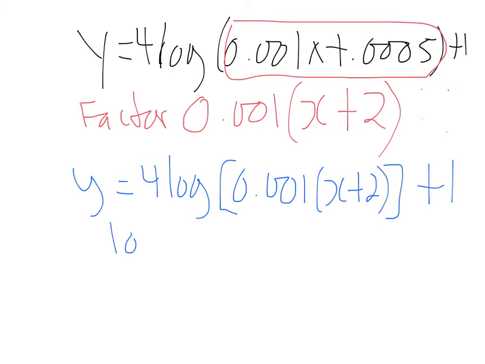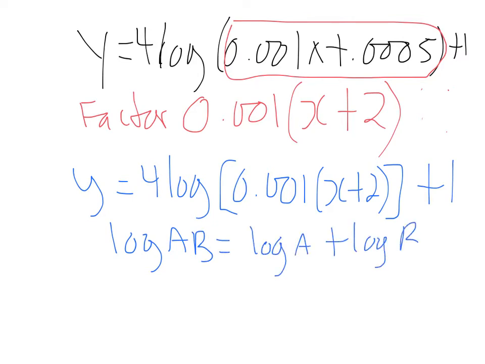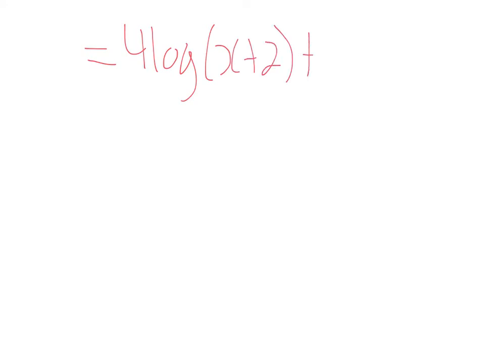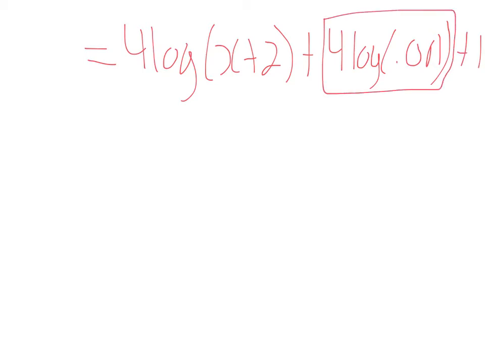We know from our log rules that log of AB equals log A plus log B, and because multiplication is commutative, which means the order doesn't matter, we can go log of B plus log of A. So I can rewrite it as 4 log of (x plus 2) plus 4 log of 0.001, plus 1.